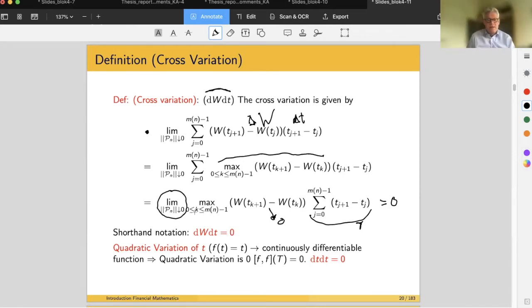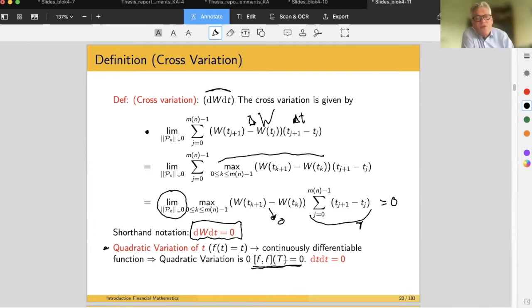And this is another important quantity that we will be using in chapter 4. And the third one is just the quadratic variation of t. So f is a function of t, being t. And we know that, of course, the function t is a continuously differentiable function. And we have already discussed in the previous lecture that the quadratic variation of a continuously differentiable function is equal to 0. That is what we have shown in the previous lecture.